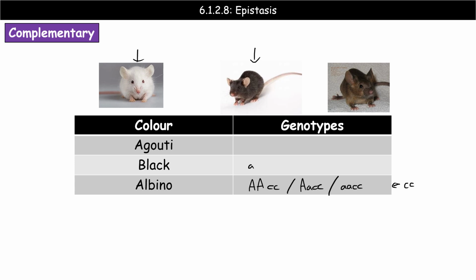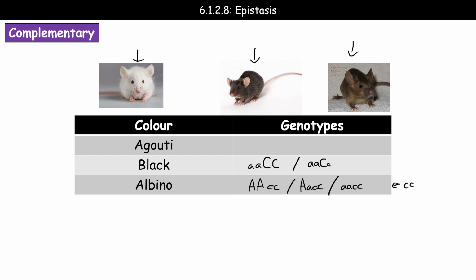So our black mice would have to be aa, and then they must have a capital C, so they could be both capital C's, or they might be one capital, one lowercase c. They've got to have one capital C, and they've got to have both lowercase a's. And then our last one, our little agouti mice, are the ones that have got to have at least one dominant for each of those gene loci.